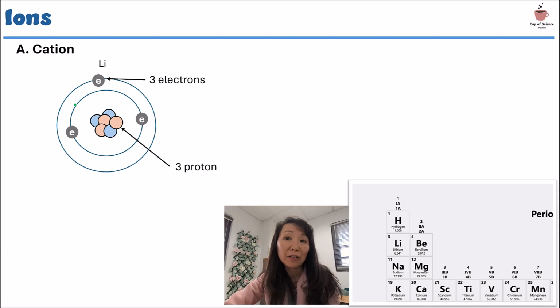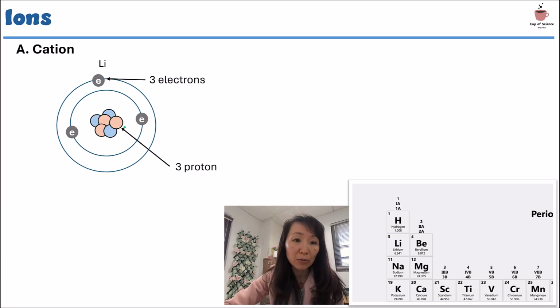This is a very simple image of a lithium atom. Lithium is located here on the periodic table where it says number 3. That number 3 shows the number of protons, not electrons, but protons. So in this image you see 3 protons: 1, 2, and then the third one.